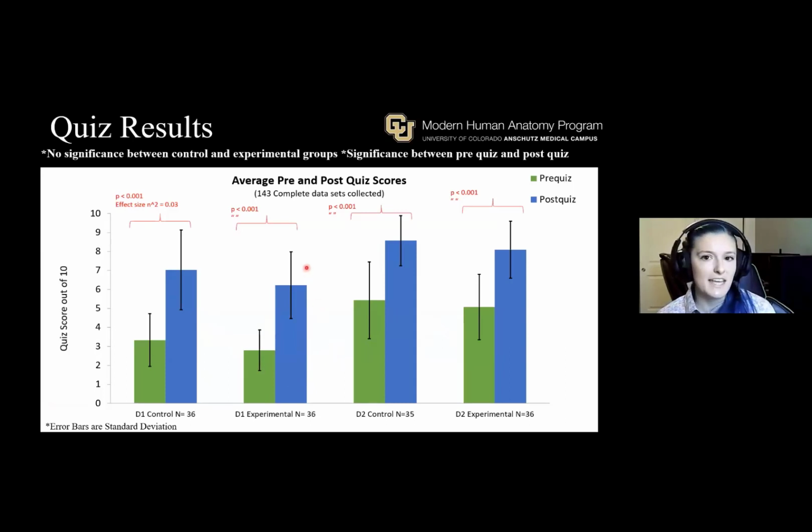However, we did not see any difference in the percent change between our first and second year dental students and the control and experimental group. Excuse me, I said there was a significant difference between the first and second year cohorts in their percent change, but not between our control and experimental groups. So that leads to our hypothesis not being true and that the integrated content had no effect on student learning.